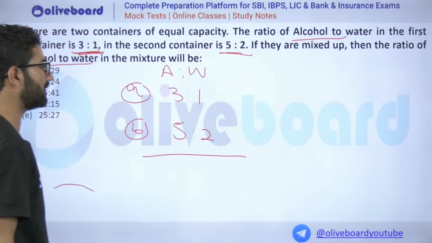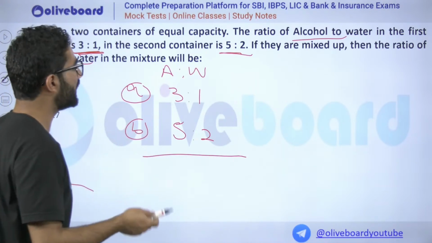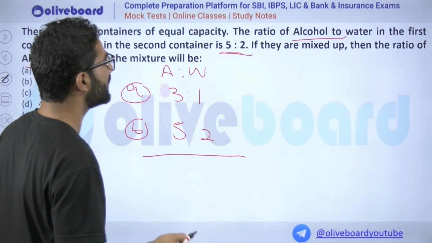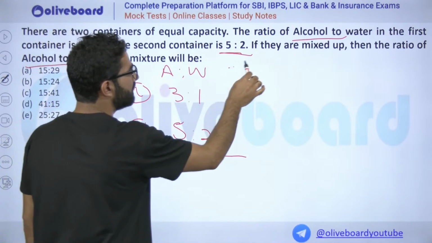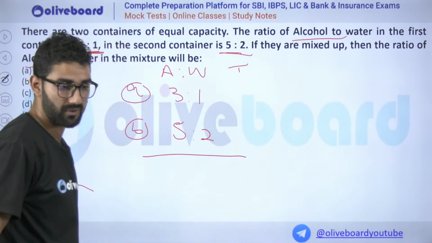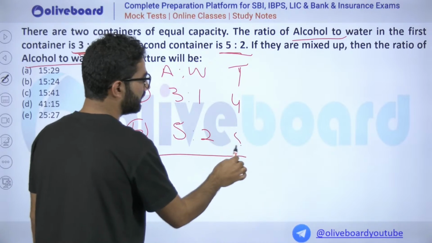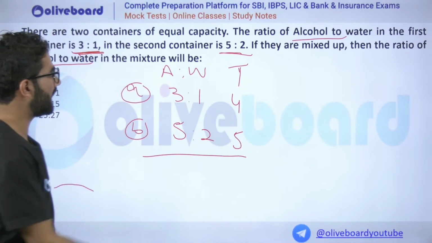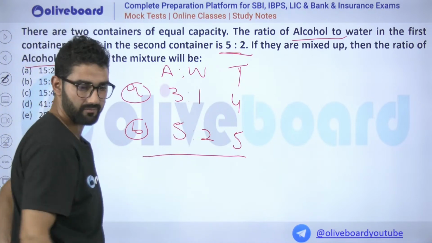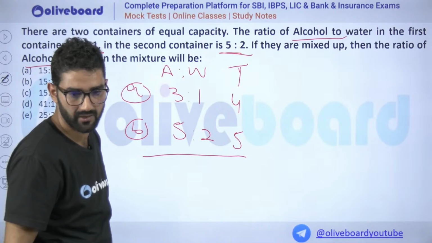That is very important. Now we are going to find the value if the mixture is mixed up, then the ratio of alcohol to water in the mixture is. Okay, most of you may go for this method. If I find the total, it is 4 and it is 5. If I add them, it will be 4. If I add them, it will be 5. Okay, make equal quantity of the two containers by LCM.